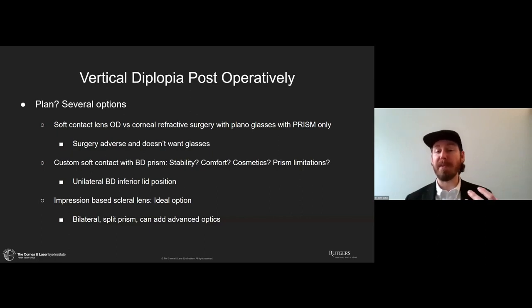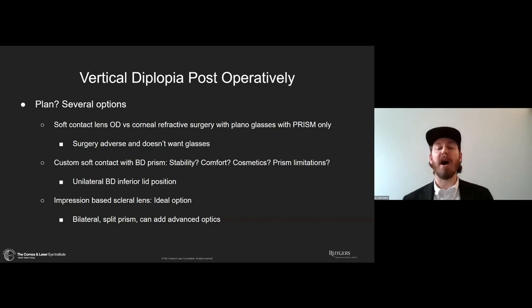That thickness is going to be very apparent to the patient. There's also the cosmesis of having that lower lid kind of protruding forward a little bit with nothing on the right eye to kind of compensate for it. And we also have prism limitations, right? We can only go up so high, and we can only give so much of a base down prism for that individual.